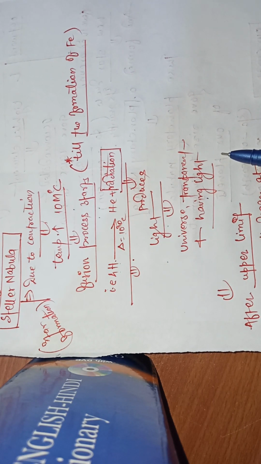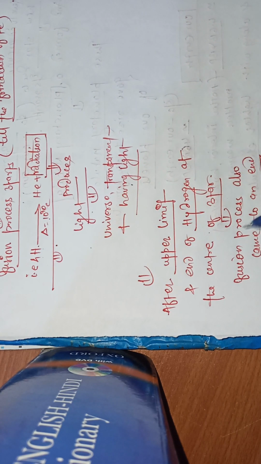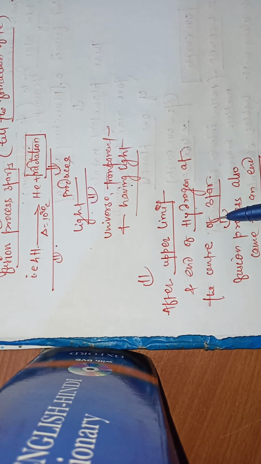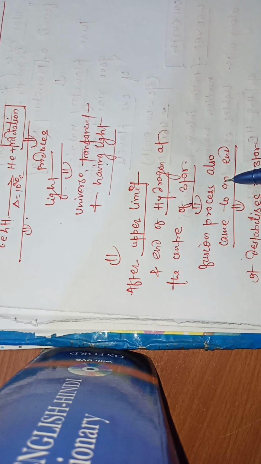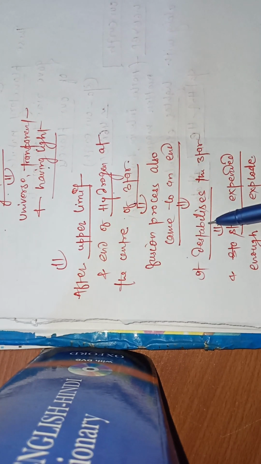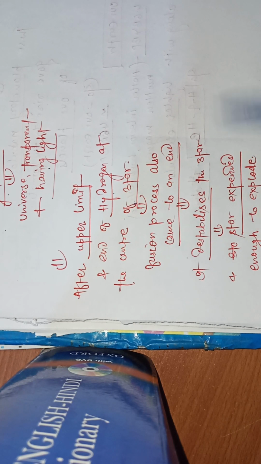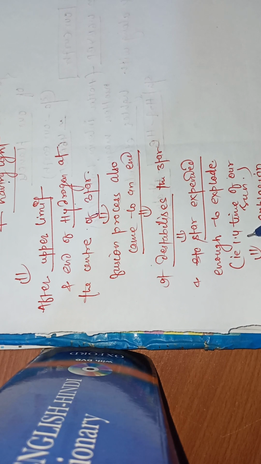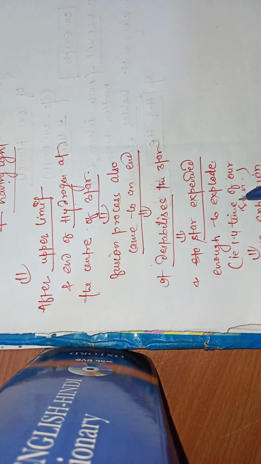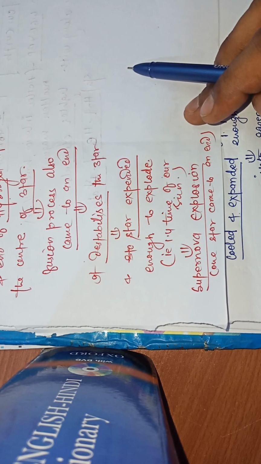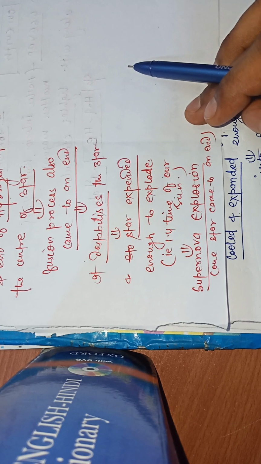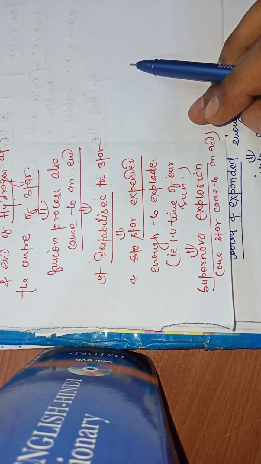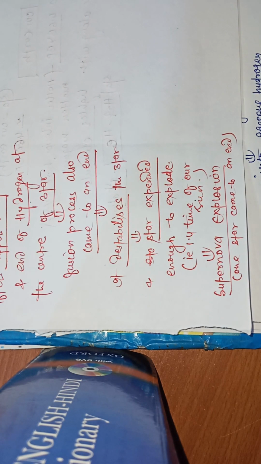The stellar nebula or star has some upper limit. As hydrogen at the center comes to an end, the fusion process comes to an end. Hence, the star gets destabilized. It expands and expands enough to explode. If it expands to more than 1.4 times the mass of our sun, that is called the Chandrasekhar limit, then it could explode. This is called the supernova explosion. Here one star comes to an end and a new star comes into existence. This is how the supernova explosion happened.